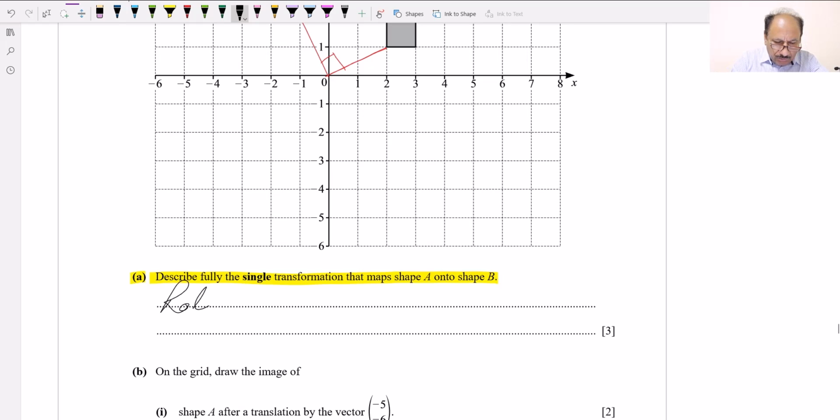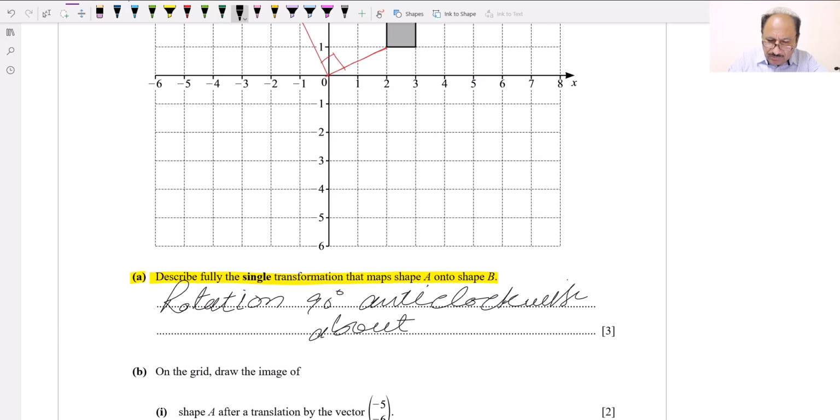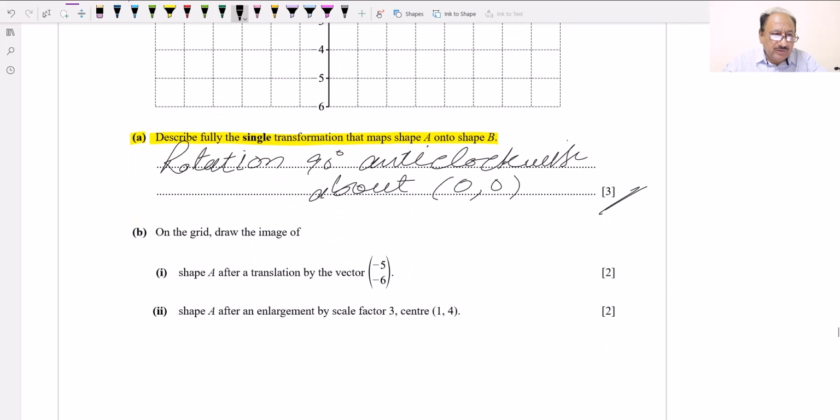So it is rotation, 90-degree, anti-clockwise, about, and this will be the center of rotation, which will be 0 0, and this is 3 marks. We need to provide all this information.